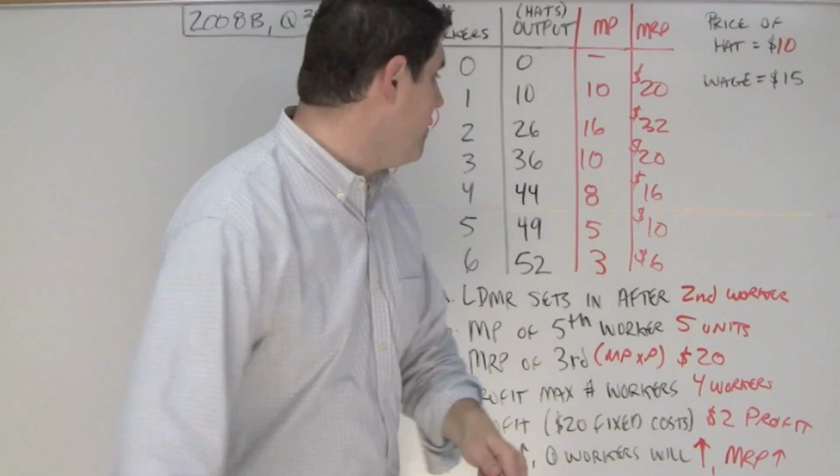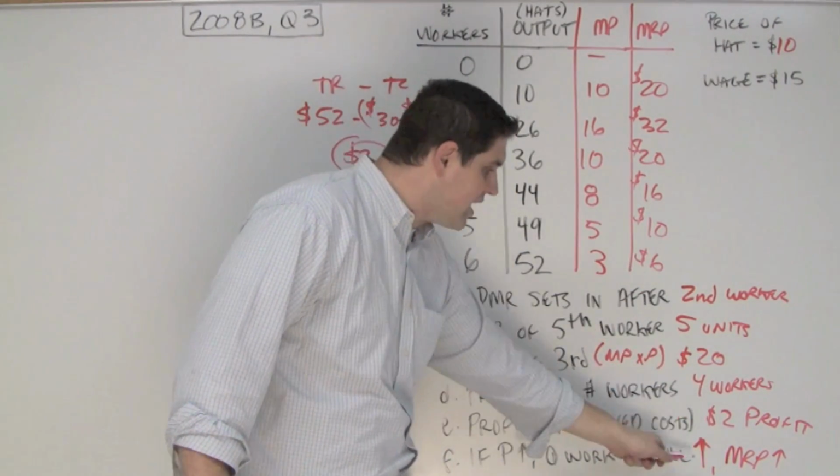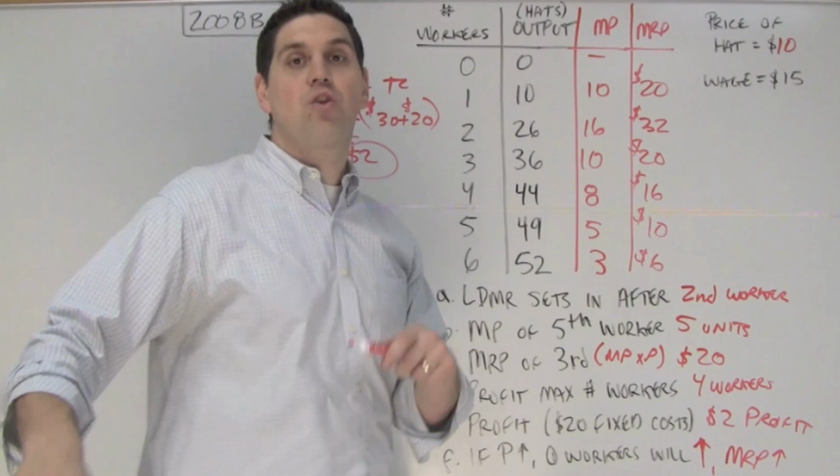That's the full response. It's out of 7 points. 1, 2, 3, 4, 5, 6, and 7. Add it up, see how you did. Try the next FRQ.